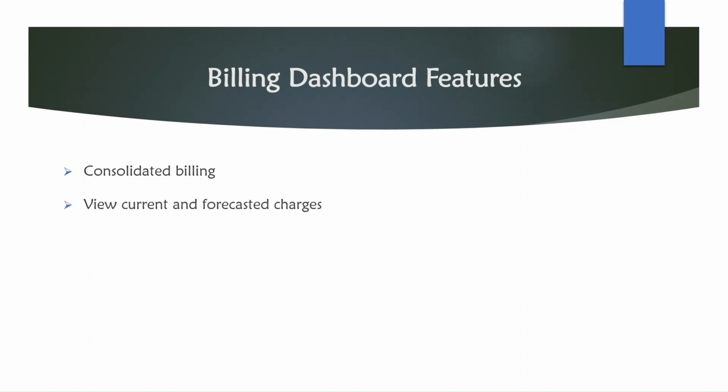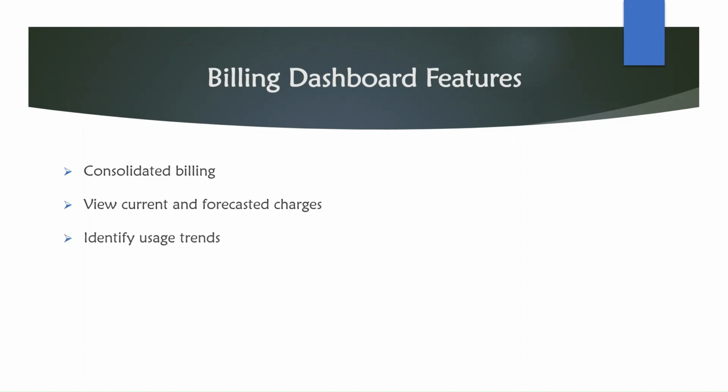View current and forecasted charges. The billing dashboard provides real-time data on current charges and usage, helping users track their expenses as they occur. It also offers a forecast of future charges based on current usage trends, allowing users to anticipate costs and take proactive steps if spending is projected to increase unexpectedly.